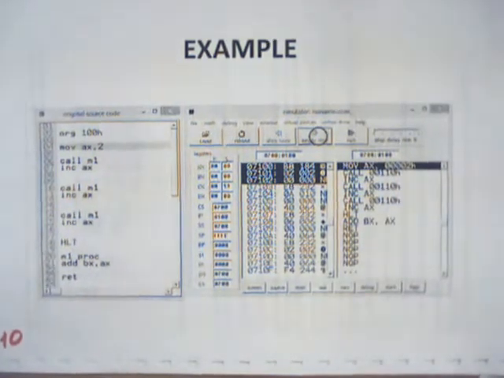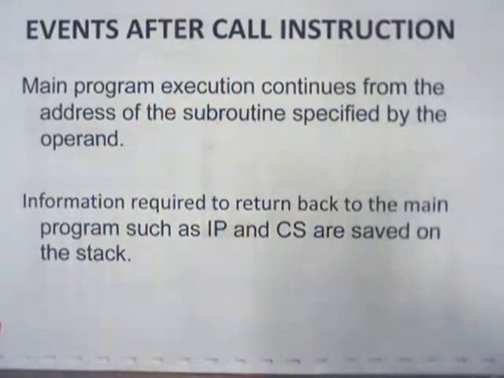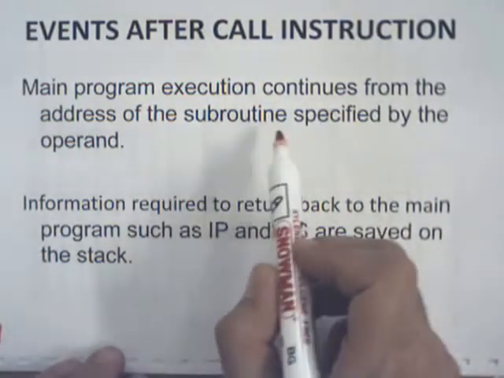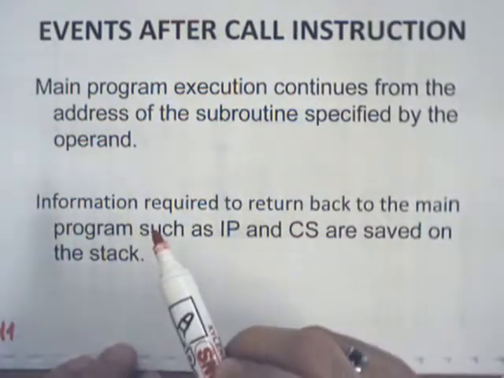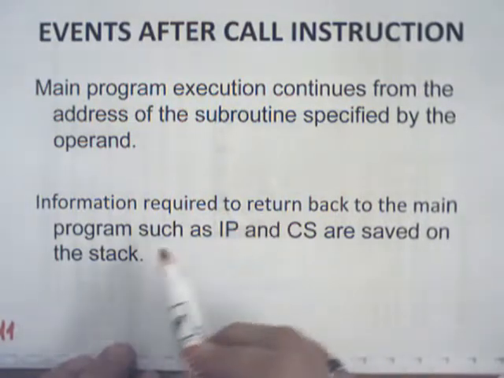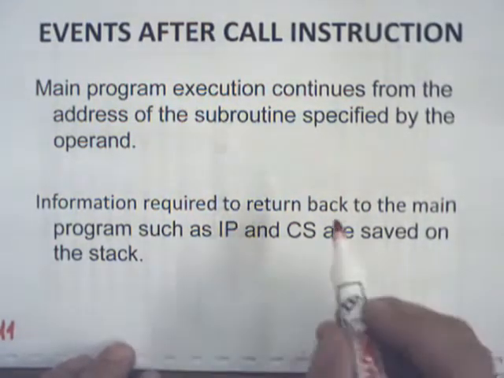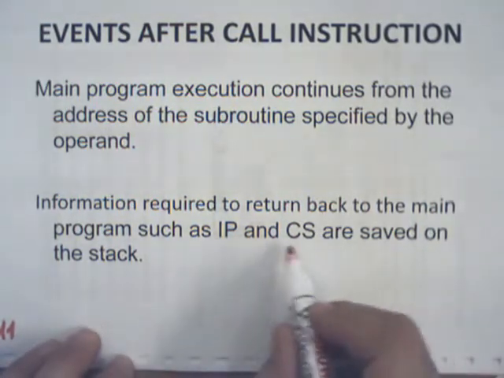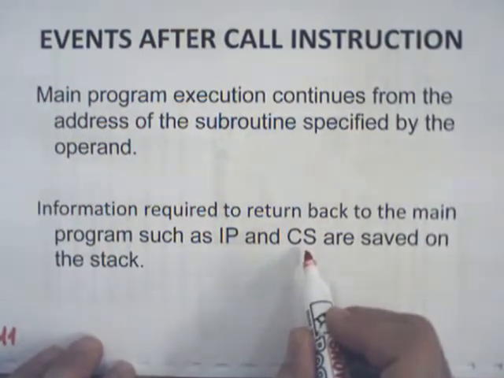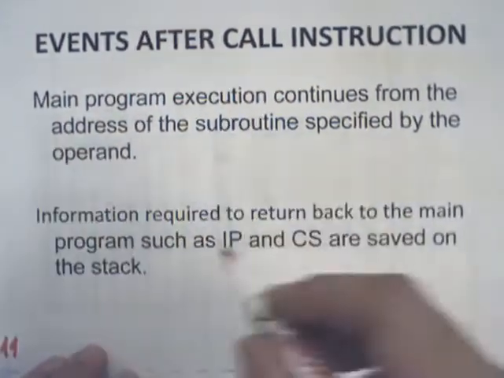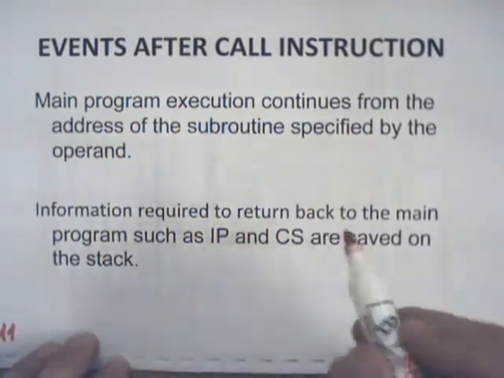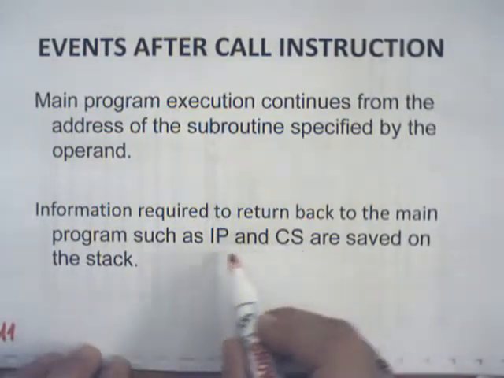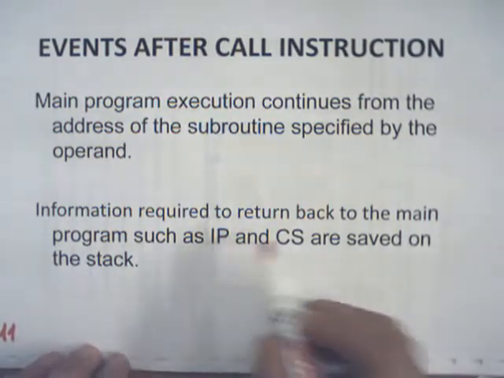Now what happens after the call instruction? Main program execution continues from the address of the subroutine specified by the operand, and information required to return back to the main program, such as instruction pointer and code segment, are saved on the stack. These are necessary for the program after the subroutine wants to return back to the original point that calls the program. So these are the next line information: code segment plus instruction pointer.